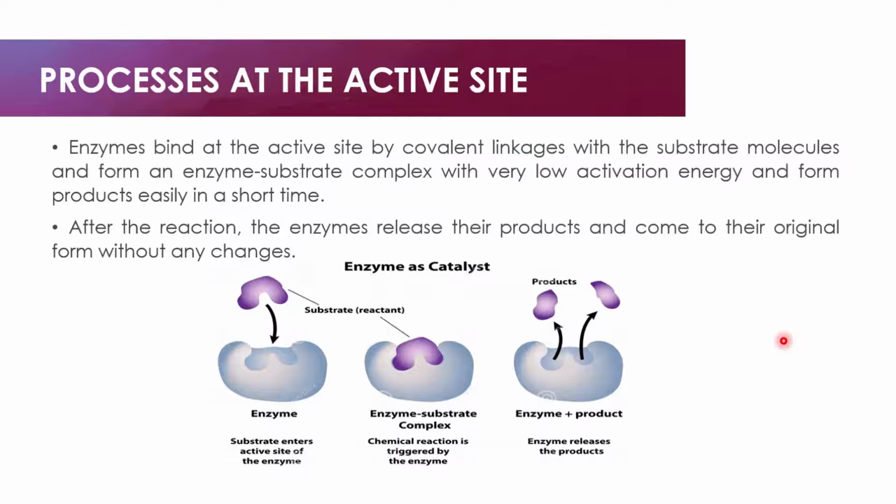Processes at the active sites. So from this illustration, we can see this is our enzyme, this is our substrate or the reactant, and this is the active site of the enzyme. So what you have to notice is that enzymes bind at the active site by covalent linkages with the substrate molecules to form an enzyme substrate complex, as seen over here, with very low activation energy and form products easily in a short time.